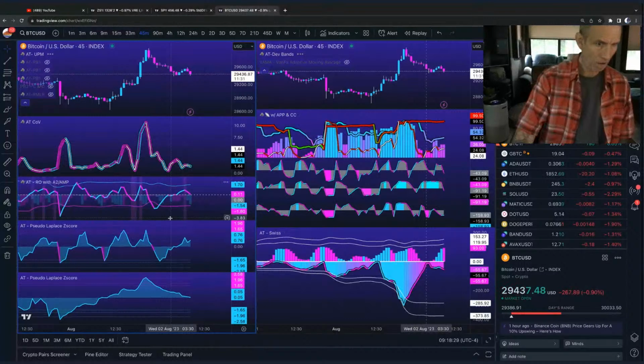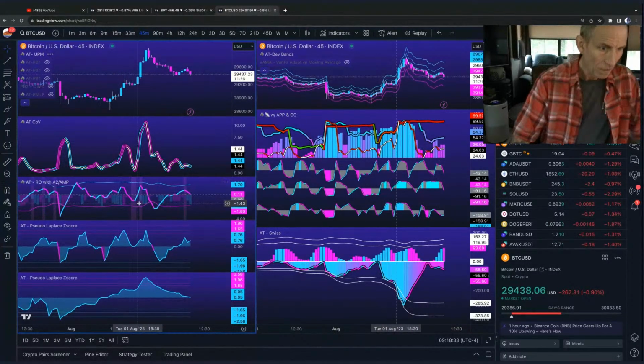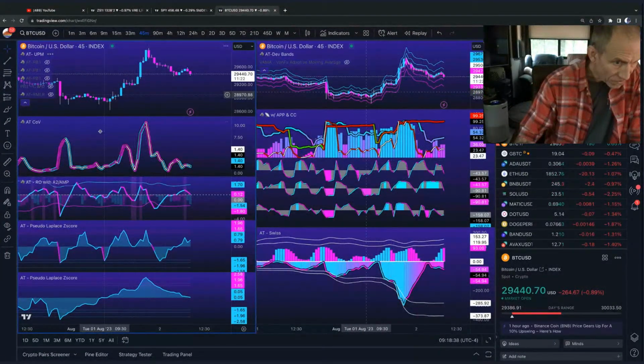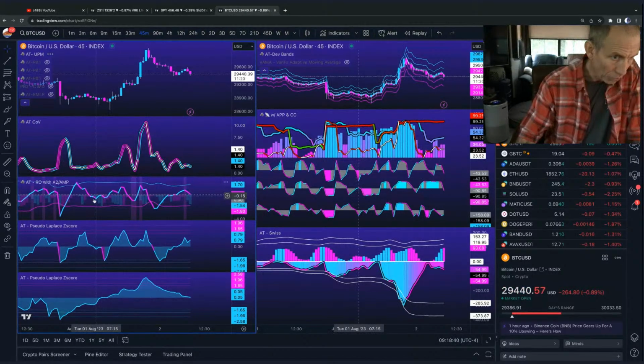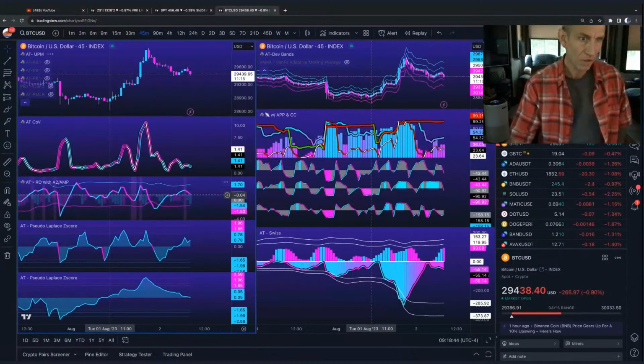Cannot be going wrong. Let's see here. What do we got? Yep, there was the hidden on the 45. Popped the second leg. Let me see here. Yeah, little bull div here. Bull div was building on the 45 too, across the zero mean. Started running.